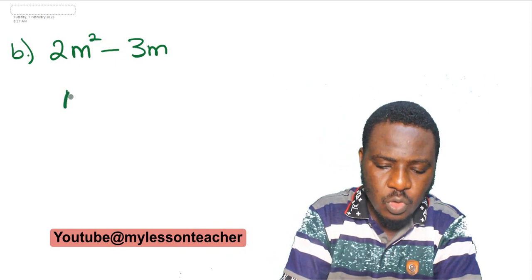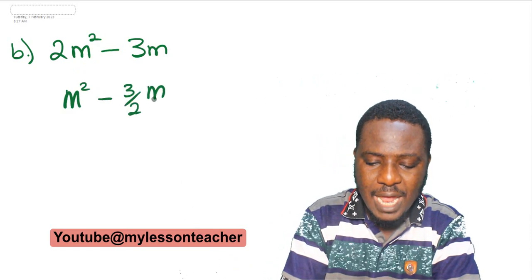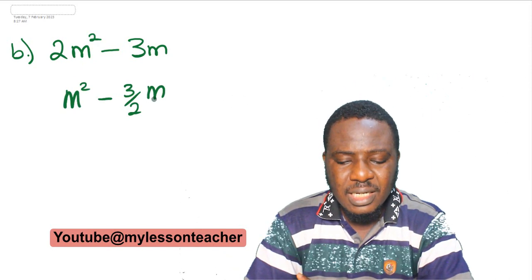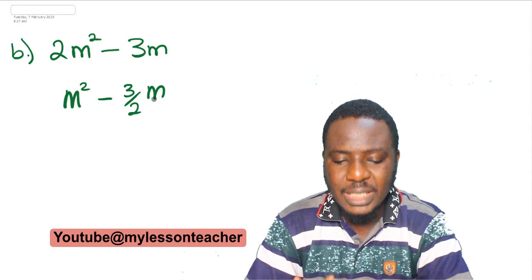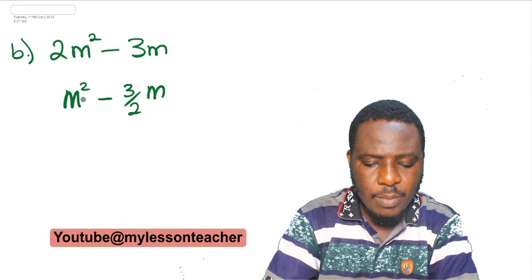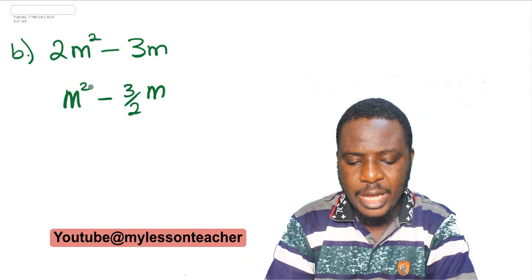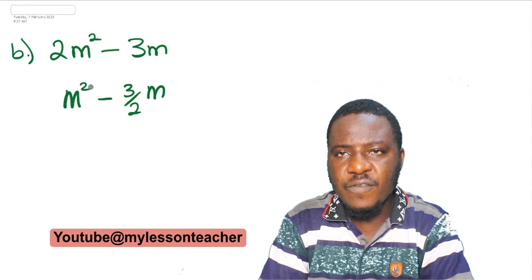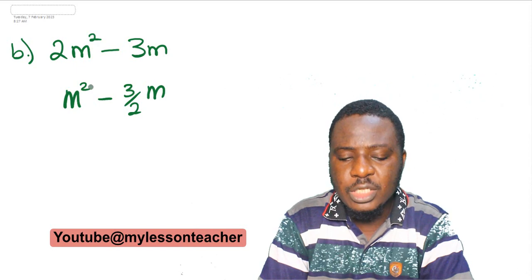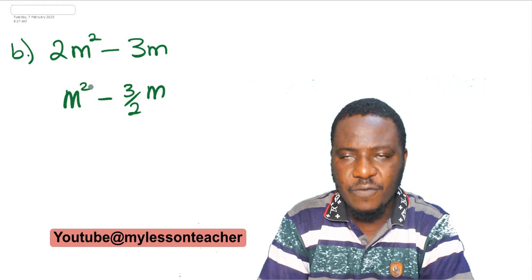So when you divide the first term by 2, you have m squared minus, divide the second term by 2, you have 3 over 2m. So you have done nothing to the equation. It still remains what it is. Okay, now I have made it a perfect square. But how do I know it is a perfect square? Because 1m squared is a perfect square, 1 is a perfect square, m squared is a perfect square. So whenever you have the coefficient of the first term being a constant other than 1, all you need to do is to divide all terms by the coefficient of m squared, or the first term.